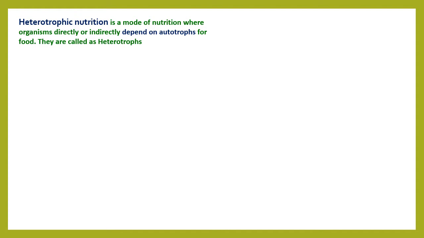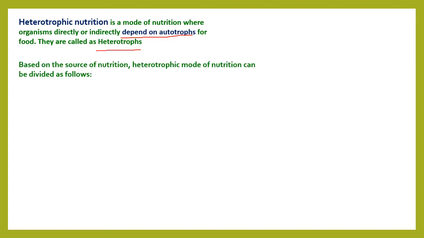So heterotrophic nutrition is a mode of nutrition where organisms directly or indirectly depend on autotrophs for their food. And these types of living organisms are called heterotrophs. Based on the source of nutrition, the heterotrophic mode of nutrition can be divided as follows.